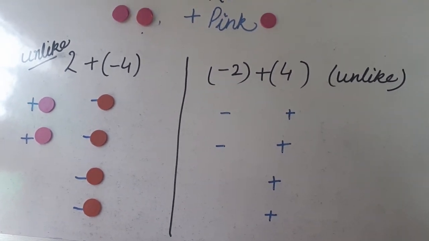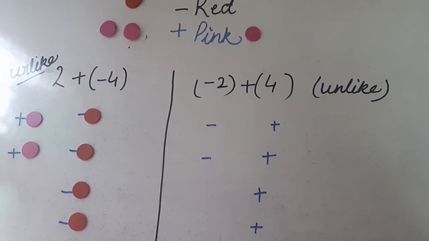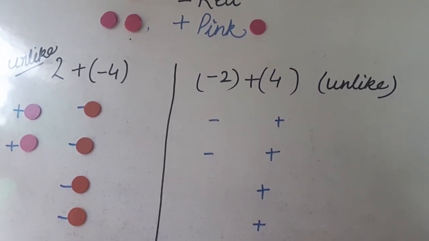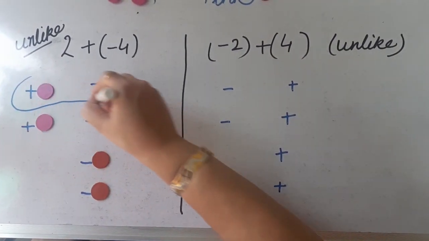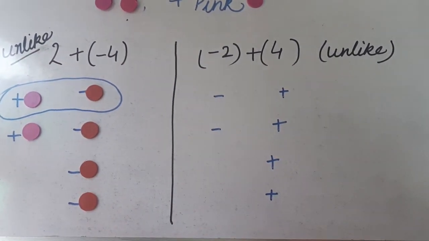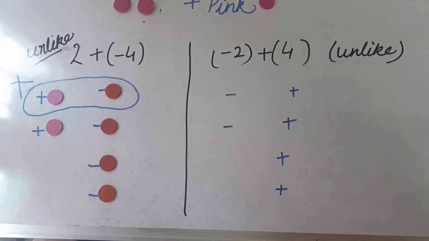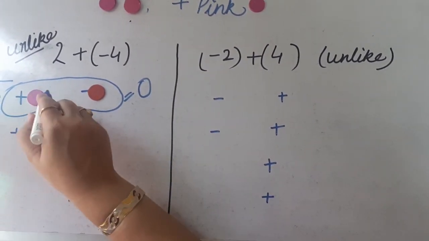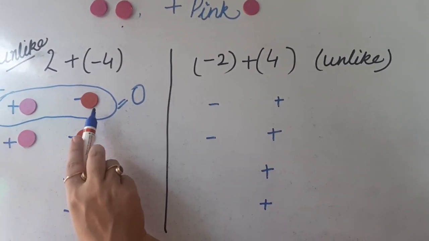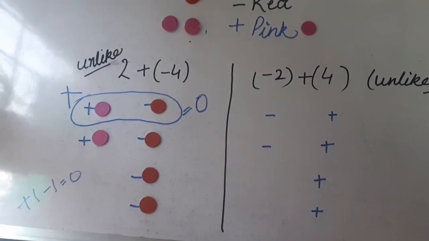In the last one, we have just addition of like integers. Just we have to add. Now we have unlike integers. Now how will you add? This plus and minus will cancel out each other. This will make pair and it will become 0. It will give you result 0 because it is plus 1, it is minus 1. Plus 1 and minus 1, that would be 0.